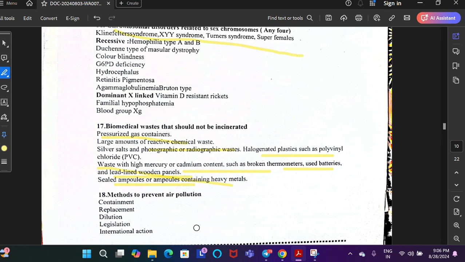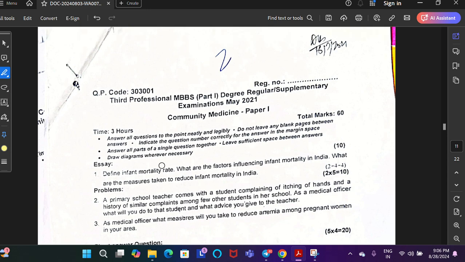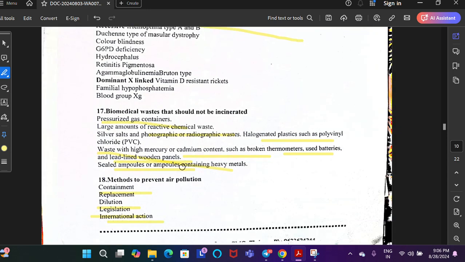Enumerate the methods to prevent air pollution. Containment, replacement, dilution, legislation, international action. Next question we will discuss in the next video.